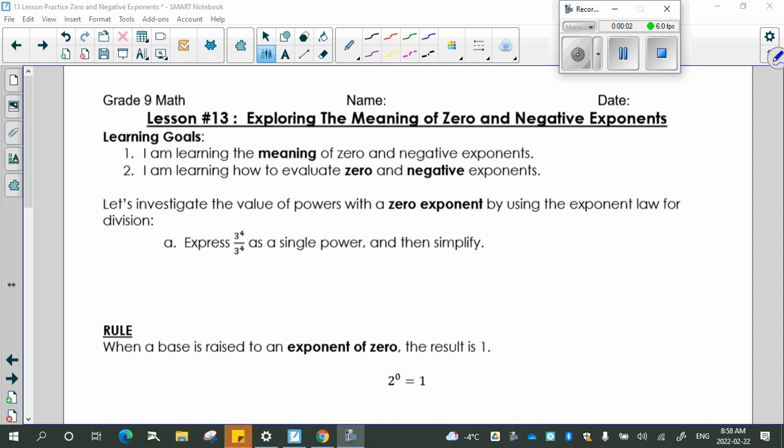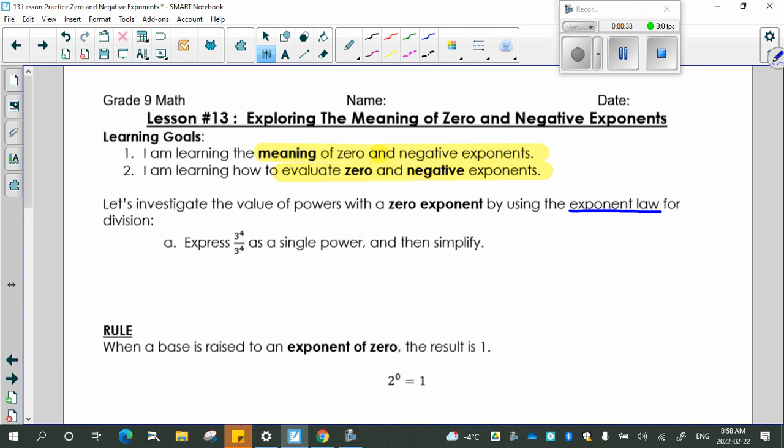Okay, so we're going to explore the meaning of zero and negative exponents, which you already kind of did with the thinking task. We're going to learn the meaning of zero exponents and negative exponents, and then we're going to learn how to evaluate, find the value of zero and negative exponents. So it says, let's investigate the value of powers with a zero exponent by using the exponent law for division.